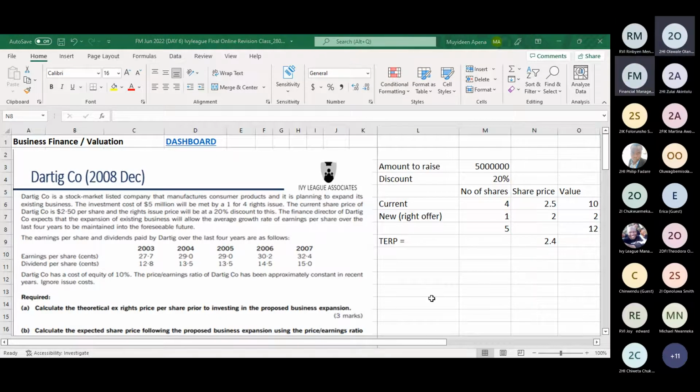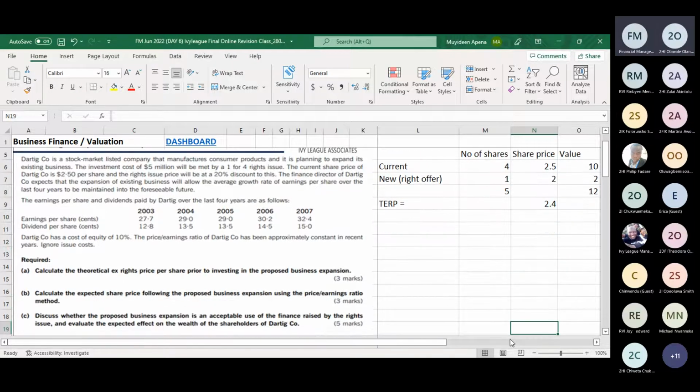So moving on. We are told that we should calculate the expected share price following the proposed business expansion using the price earnings ratio. So what comes to your mind?